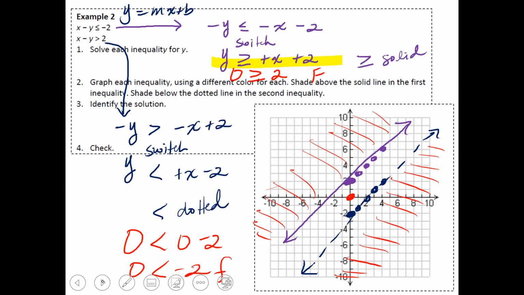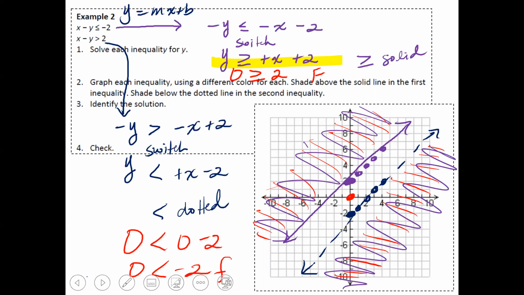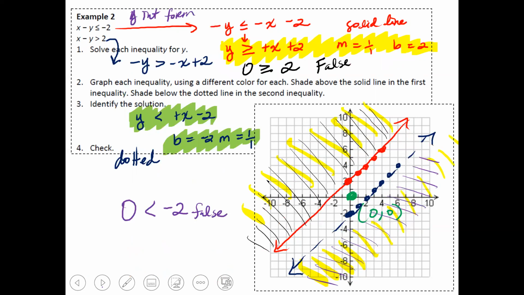Did yours look similar to mine? So do you see how you have two parallel lines like railroad tracks, but then the shading has absolutely no overlap? Yeah, so in this case, you have no solution because there's no shading of overlaps between the two. You have all the answers either shaded above this purple line or all of the answers shaded below this blue line. So your answer is no solution for this one.